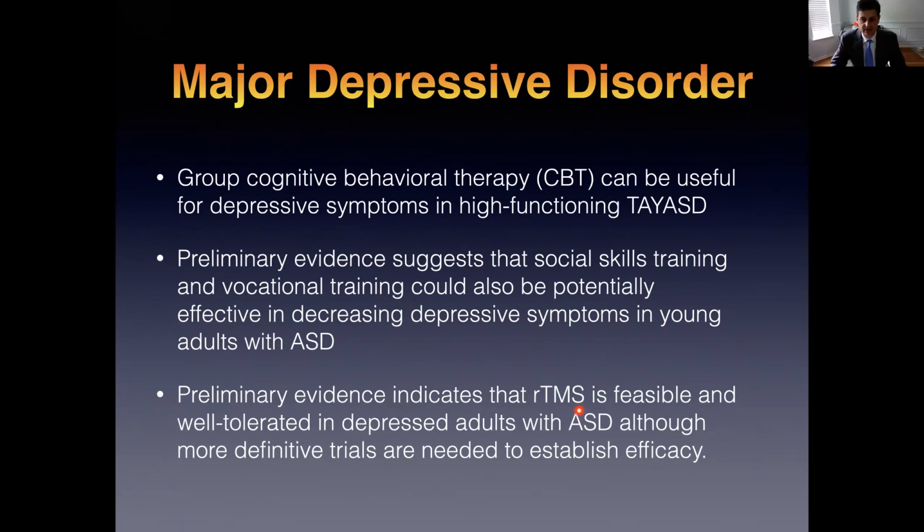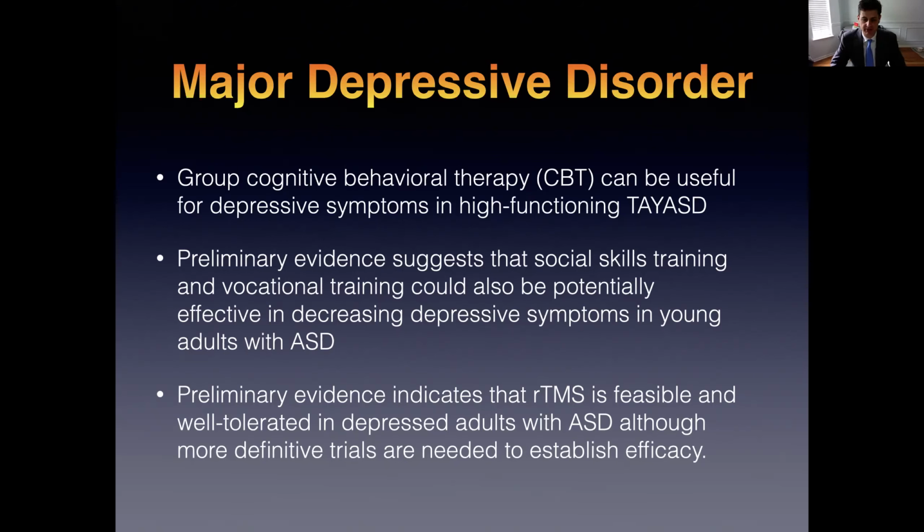We found that TMS is feasible and well tolerated in depressed adults with autism. So we took an FDA-approved protocol for adults with depression who don't have autism. We applied it to adults with depression who do have autism, and we found encouraging results. This is a preliminary pilot trial, but I wanted to also highlight that one of the reasons that we're looking at treatments that are not medication-based is because medications are not as well tolerated in this patient group.